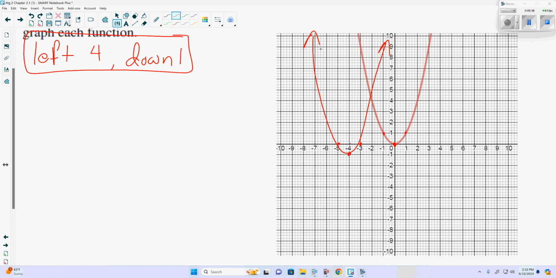But again, we're not looking at the exact graph. It's giving us a picture of what it does, because we're moving the whole thing left 4, down 1. This whole graph of the parent function went 4 units to the left and down 1. So we get an idea, a picture of it, yes?